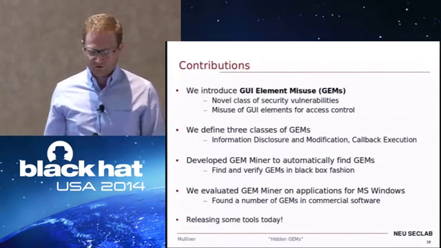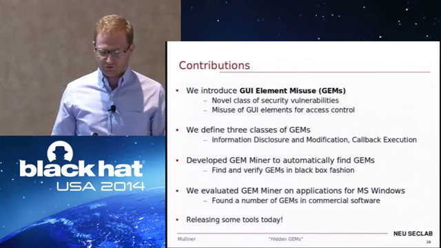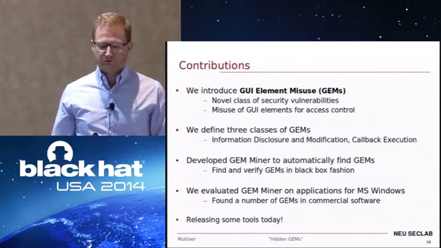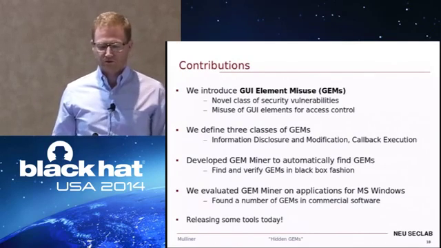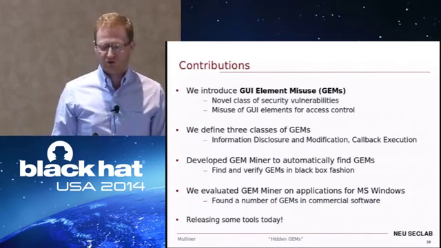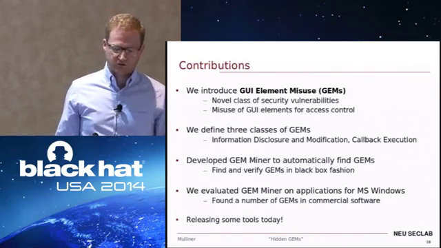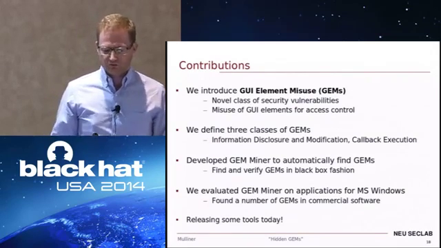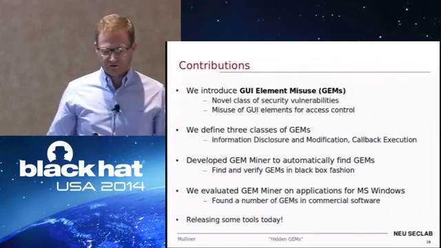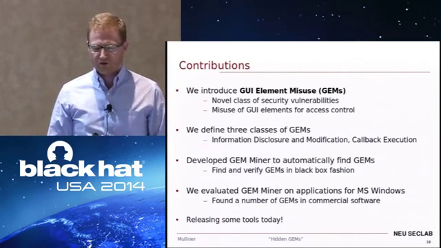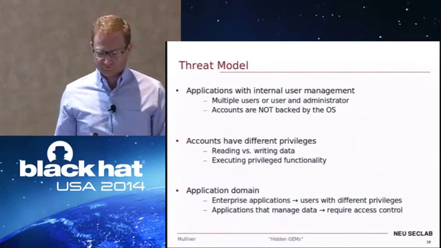So our basic research contribution is we introduced this vulnerability class, which we call GEMs. We have discovered three different classes: basic information disclosure, unauthorized information modification, and then callback execution. We developed this tool and analysis technique we call GEM Miner. Then we tested a bunch of applications and found a bunch of bugs in commercial software, and we're releasing some small tools, including source code, today.